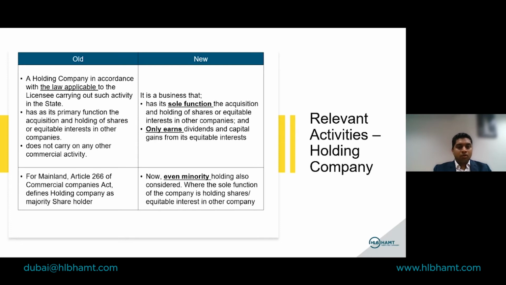Even if you're holding a 1% share in another company, and your only business is holding shares, you're falling under this relevant activity, and you have to comply with the ESR. So the implication is that now even if you don't have a majority, even 49% shareholding will lead to ESR compliances.